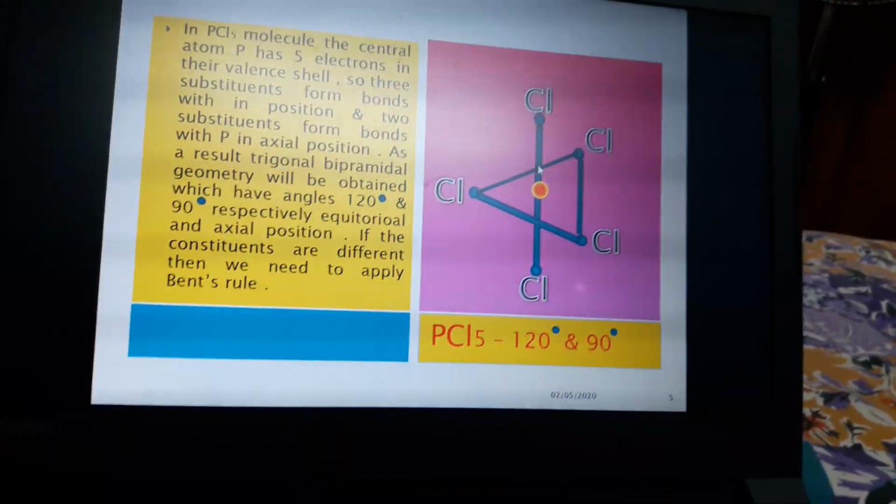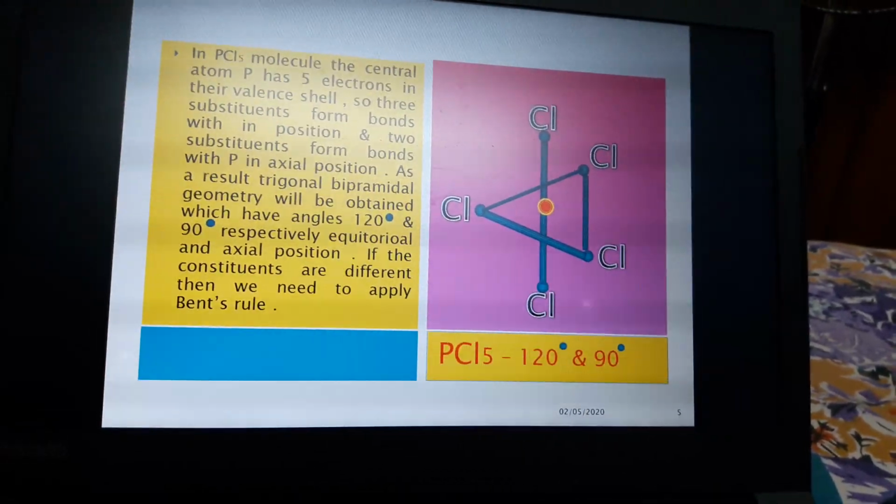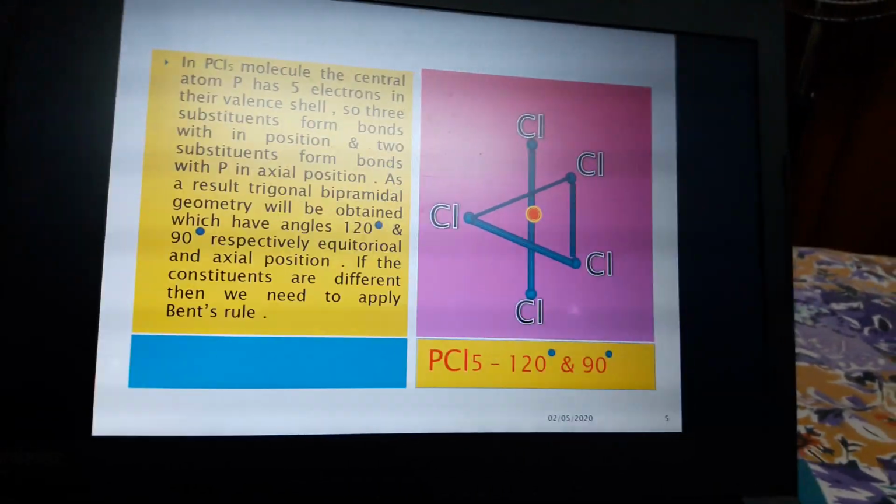If the substituents are different, then we need to apply Bent's rule, which is a higher concept.